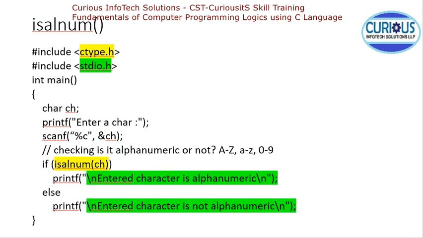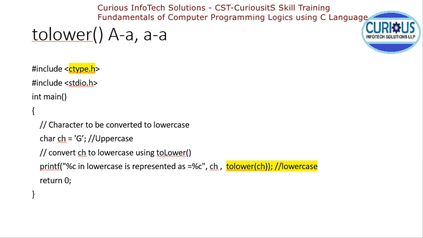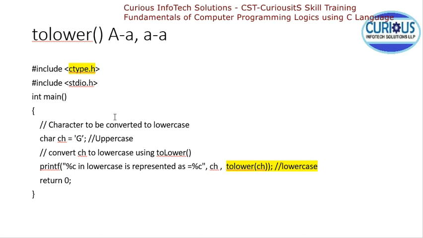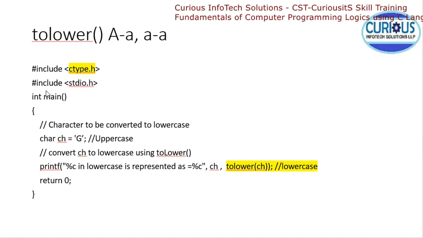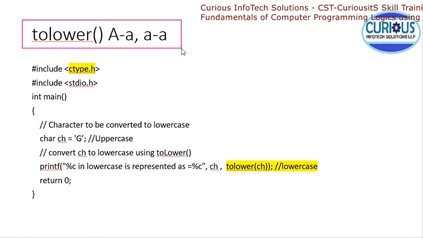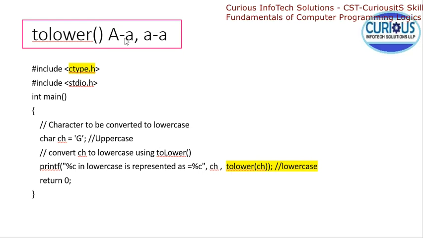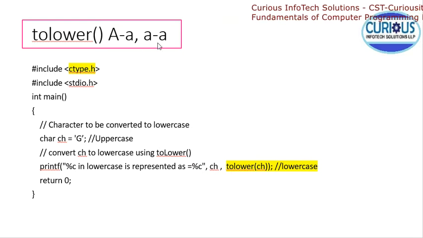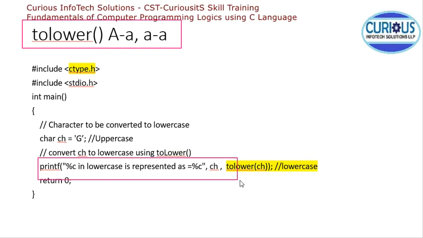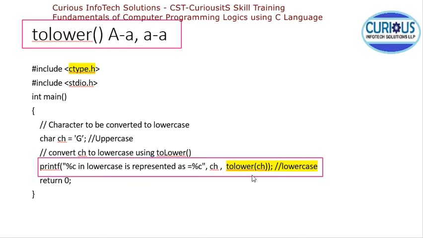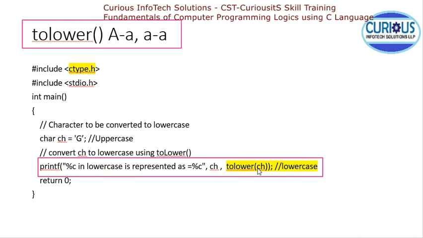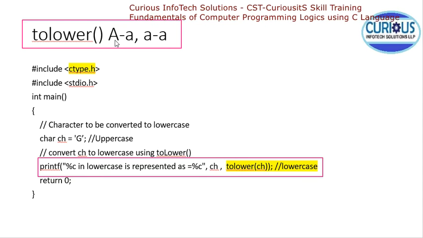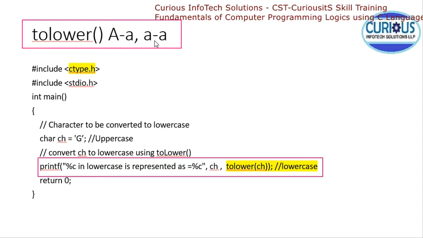Now we will see the string. One more program for the to lower. So to lower means we have one input and we want to convert this capital A to small a, and small a to small a. So how to convert? We have a very simple inbuilt function, that is the to lower function. By this to lower function, we can easily convert a capital A to a, or a to a.